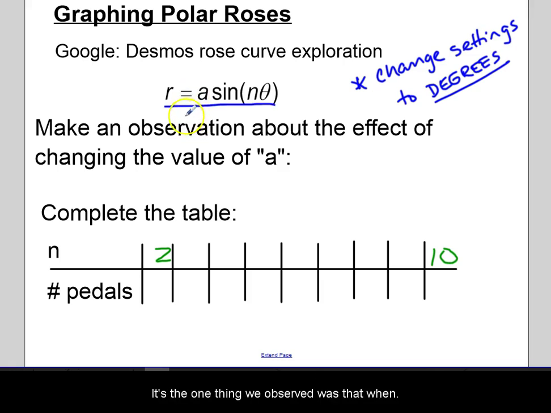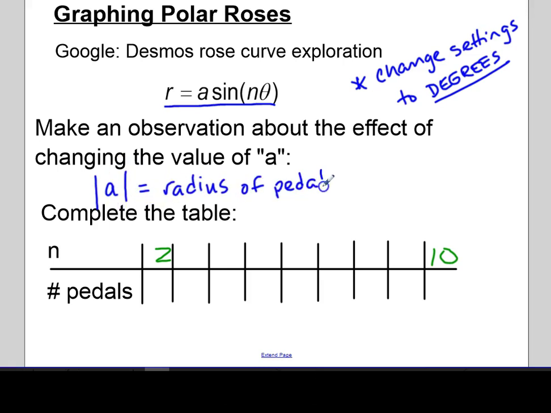Okay, so one thing we observed was that when we increase a, in other words, the absolute value of a, it's the radius of the petal. Gives us longer petals. And increasing n affects the value of the number of petals, but not in a uniform way, right? So 2 produced 4 petals, whereas 3 produced 3 petals, and so on. So hopefully you picked up on that and filled in this table.